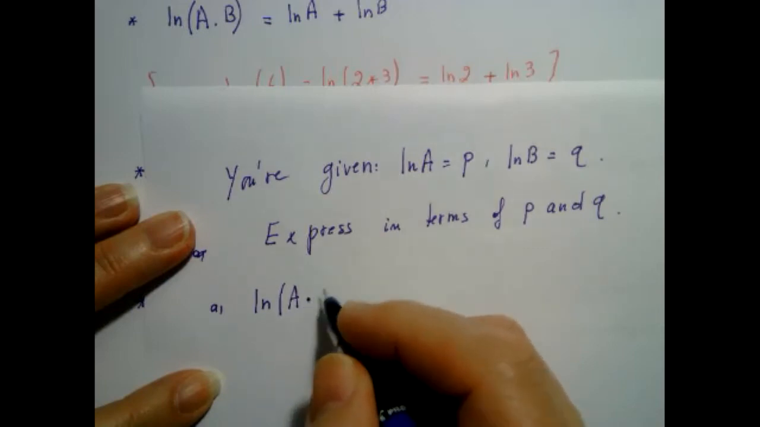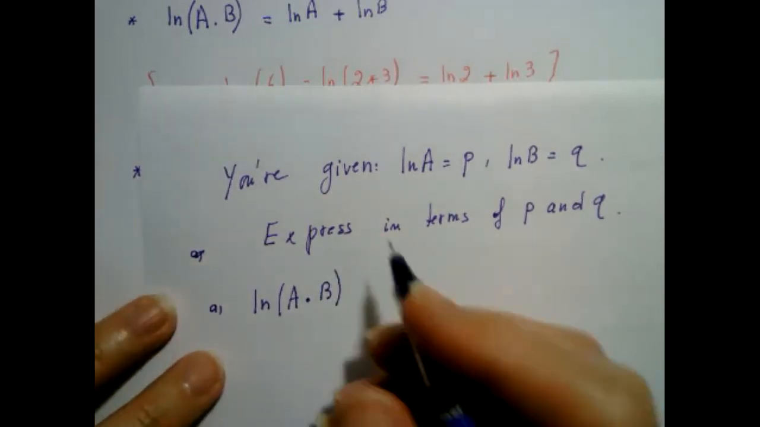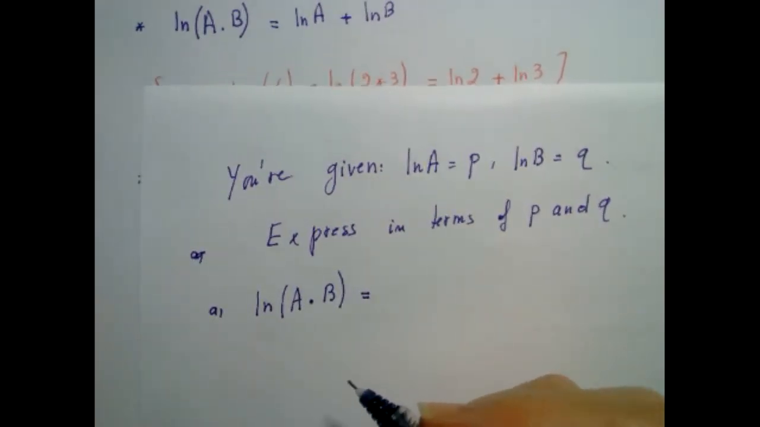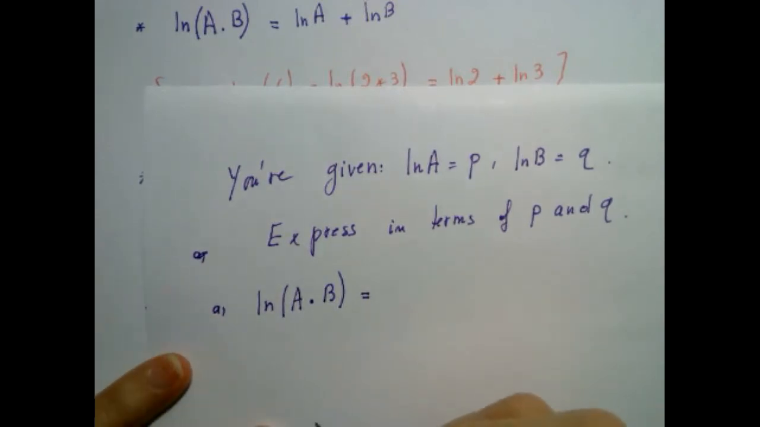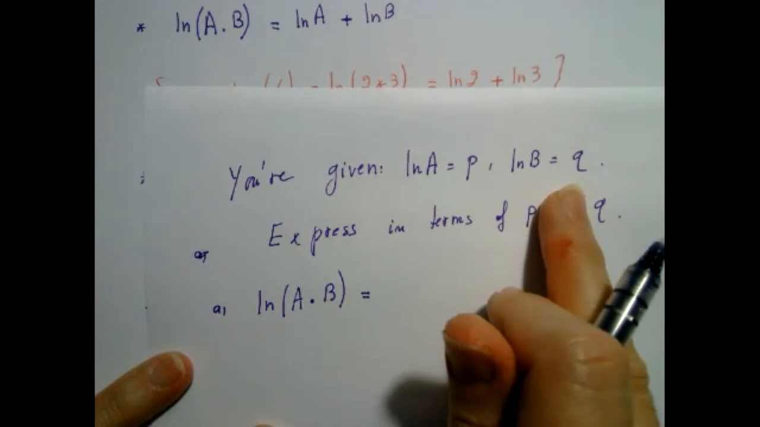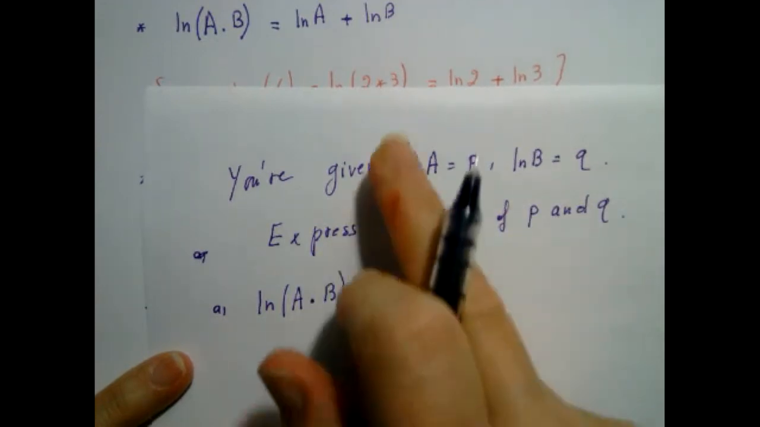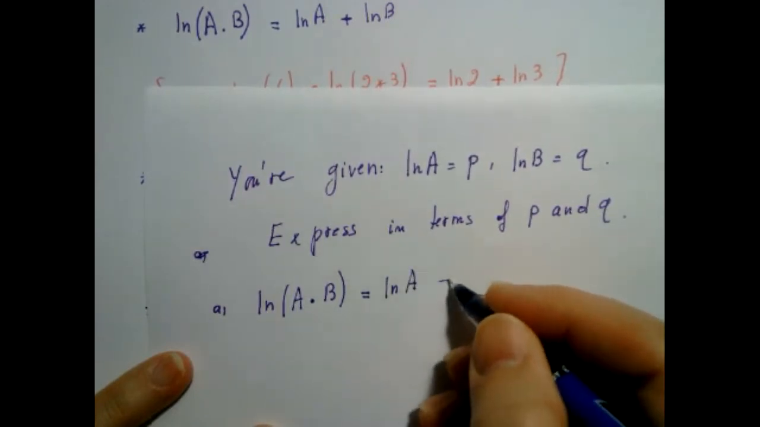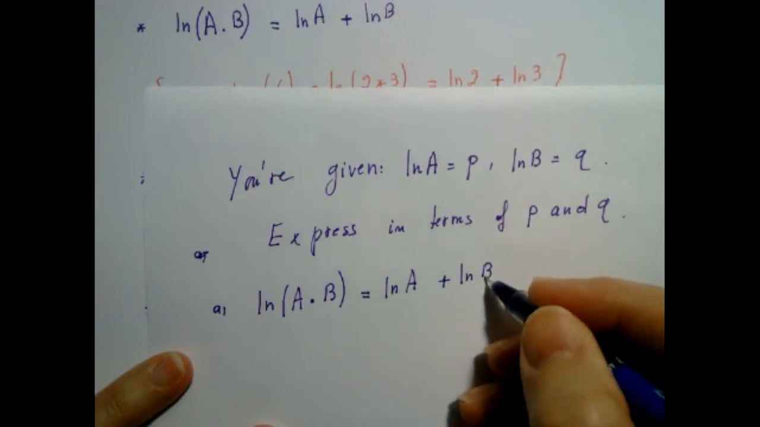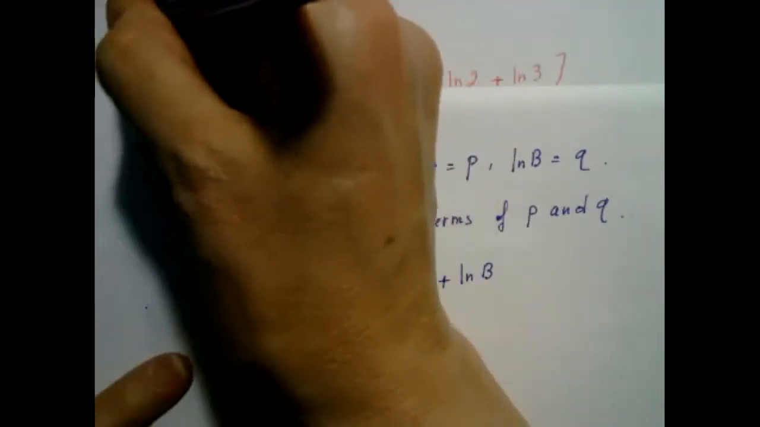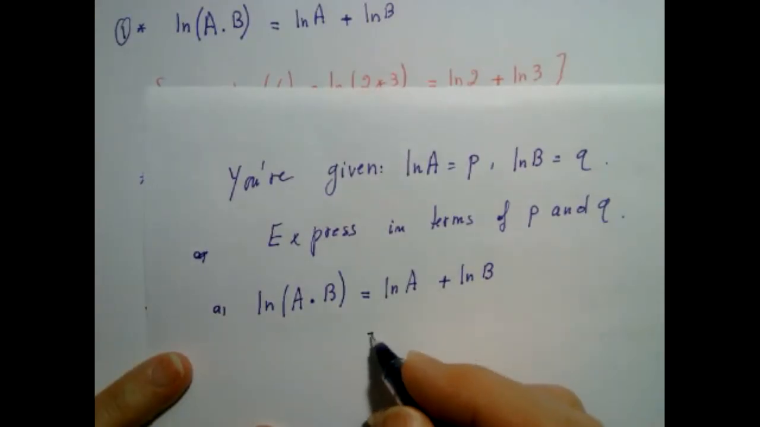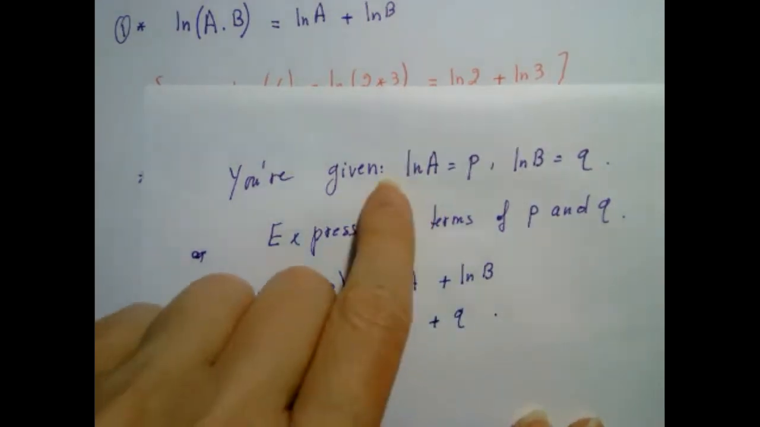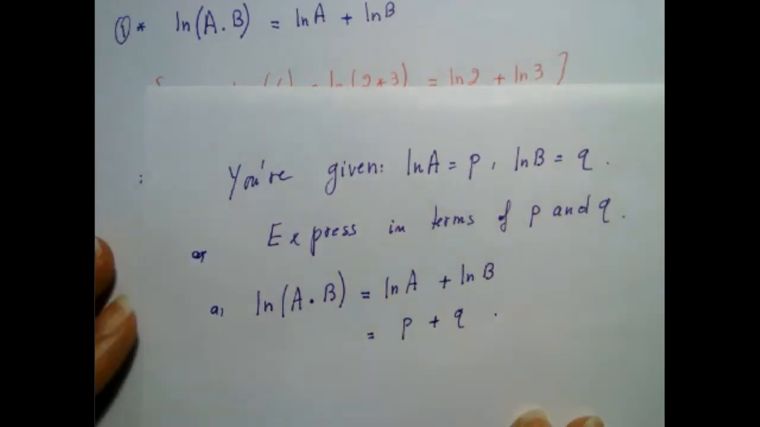If I take ln of a times b, so that's a new number, a times b, what's this in terms of p and q? I will do the first one just to tell you what I'm after, and then I will let you do the others. I have ln of a, I have ln of b, and I want to find ln of the product. I use the first property here. It tells me this is the same thing as ln of a plus ln of b, by the first property. Now, ln of a is p and ln of b is q, so ln of ab is p plus q. If I know ln of a and ln of b, I know ln of the product.